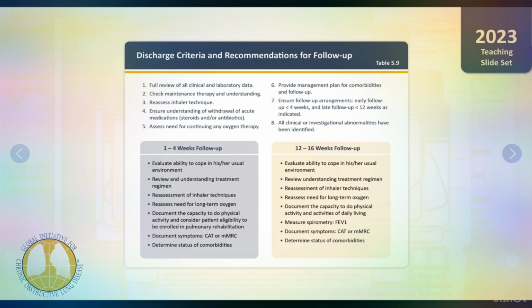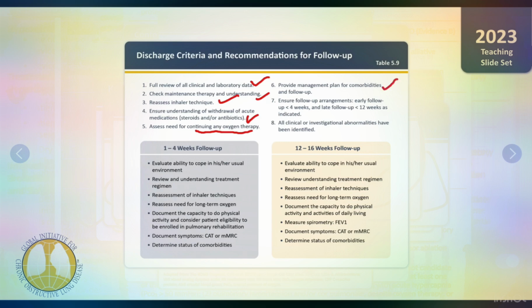Then what are the discharge criteria and recommendations for follow-up? So yeah, they are telling: full review of all clinical and laboratory data should be done. Check maintenance therapy and understanding. Reassess inhaler technique. Ensure understanding of withdrawal of acute medication like steroid and antibiotic, so we should withdraw them. Assess need of continuing any oxygen therapy. Is there any need of continuation of oxygen therapy or not? Provide management plan for comorbidities and follow-up.